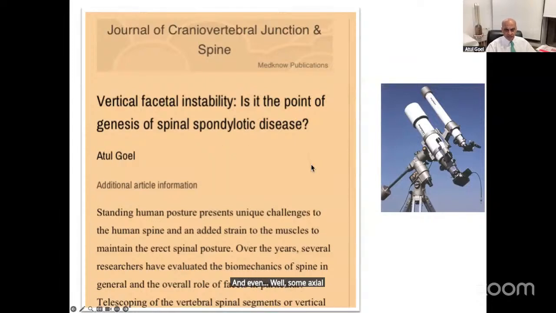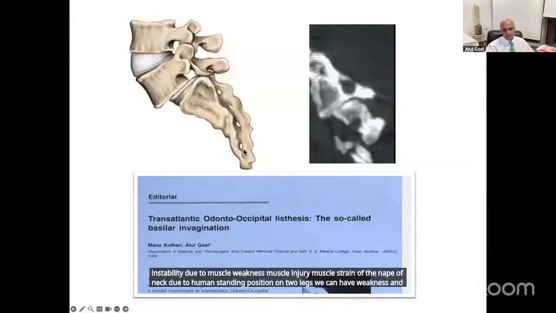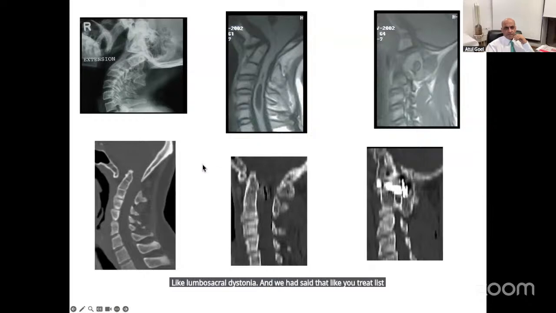that there is a facetal instability due to muscle weakness, muscle injury, muscle strain of the nape of neck due to human standing position on two legs. We can have weakness and there can be vertical facetal instability. In 1998, for the first time in the literature, we said that basilar invagination is nothing but C1 over C2 listhesis, like lumbosacral listhesis. And we had said that like you treat listhesis, you treat basilar invagination.